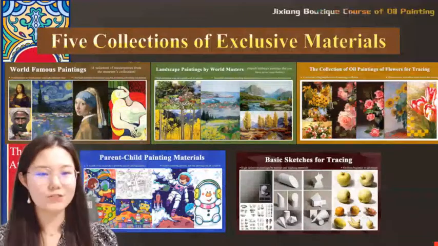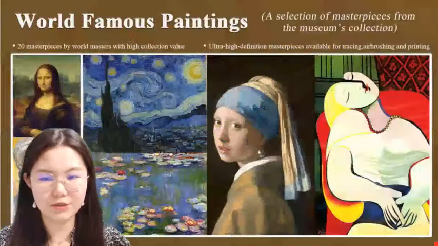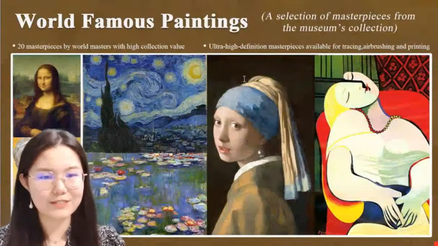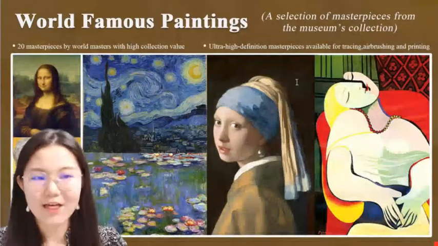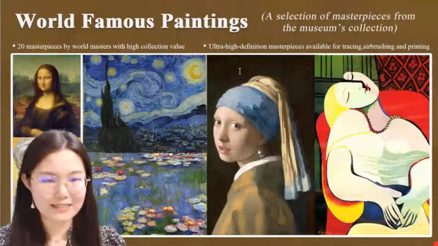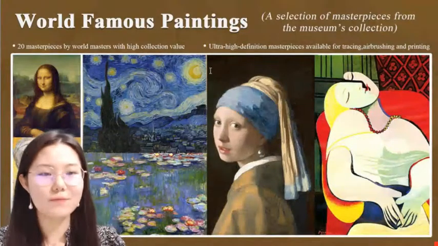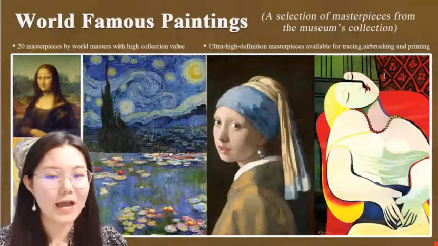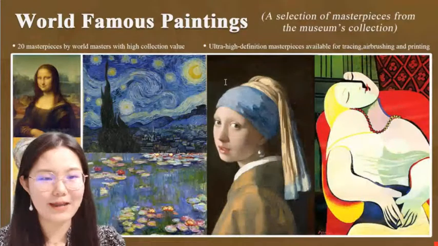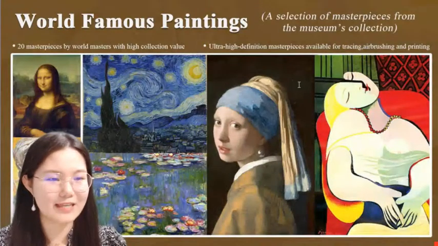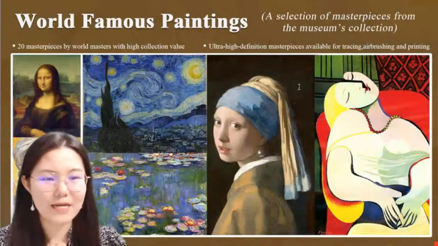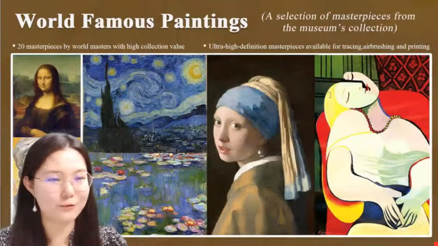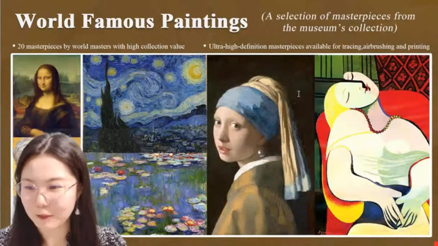Okay, so what do these collections include? Let's see together. This is the first one. First of all, today I will give you the world famous paintings. When mentioning oil painting, you would all think of the Mona Lisa, don't you? I don't believe there is someone in the class who has not seen this work before, right? But if you want to see the Mona Lisa, where do you have to go?